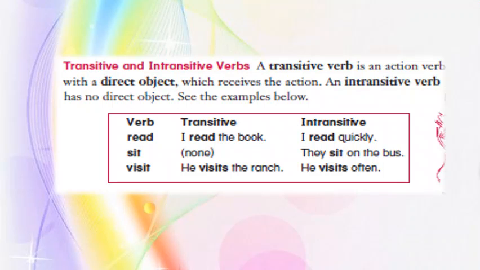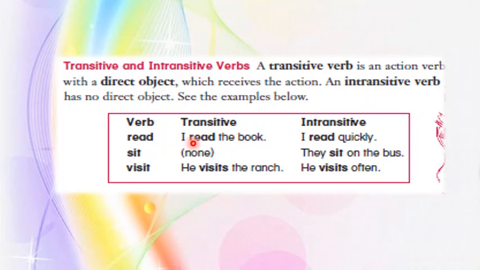Let's revise again the definition of transitive and intransitive verbs and see some examples. A transitive verb is an action verb with a direct object which receives the action. An intransitive verb has no direct object. Let's see some examples here. The verbs given are read, sit, and visit. Now we are going to use these verbs as transitive and intransitive.